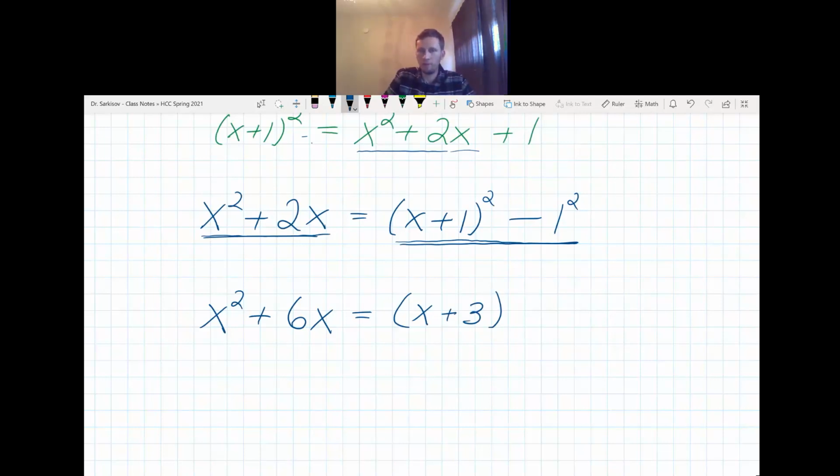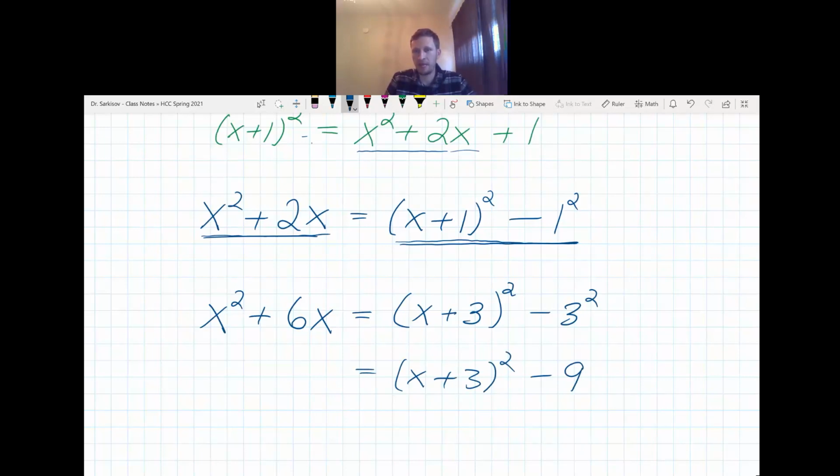That's how you get 6x, 3x and 3x. Now, maybe you'll understand this better soon enough. And then take away, remember, you're going to have a 9, a 3 squared over there. So take away that 3 squared. In other words, it's x plus 3 squared. You can check this if you want outside class.